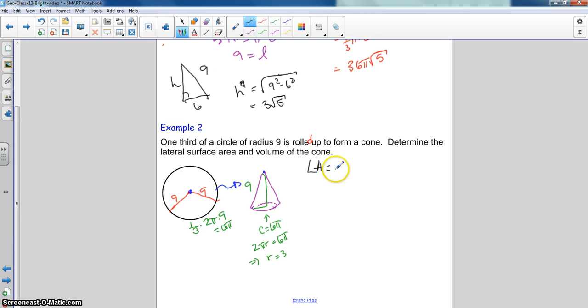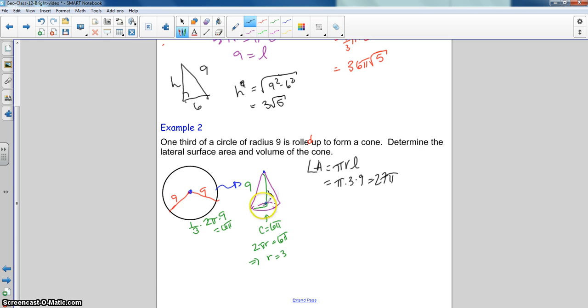So that's great, and that's actually enough to let me determine the lateral surface area. The lateral surface area is equal to pi rl. I know that the radius is 3 and the slant height is 9, so this is just 27 pi.